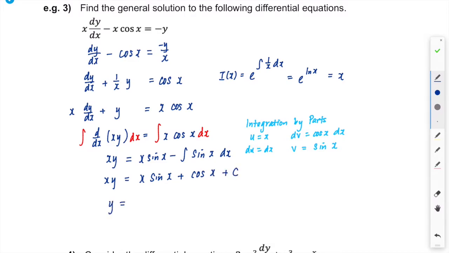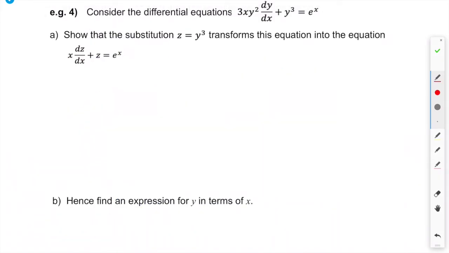So y is, divide everything by x, sine x plus cos x over x plus c over x. And that's it. Now let's take a look at example 4.